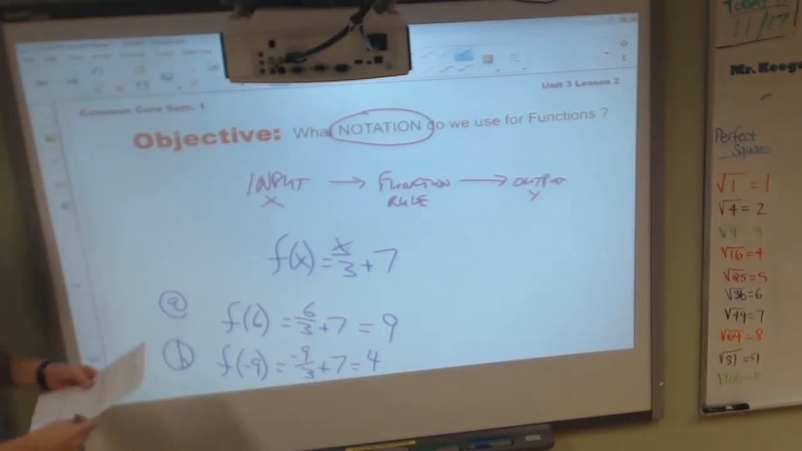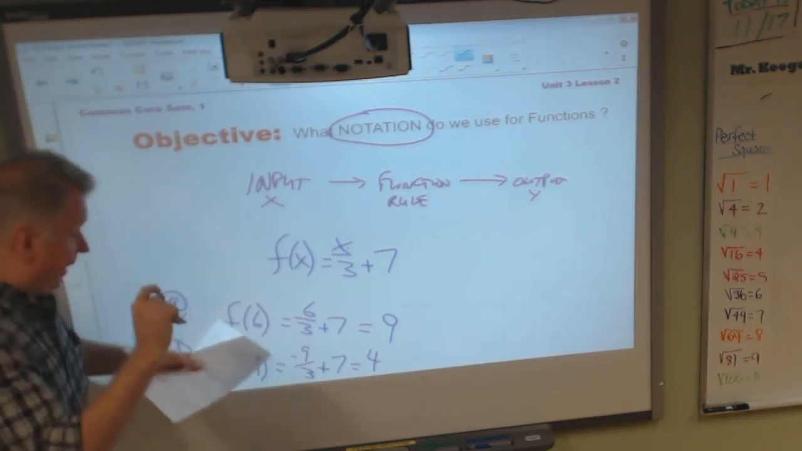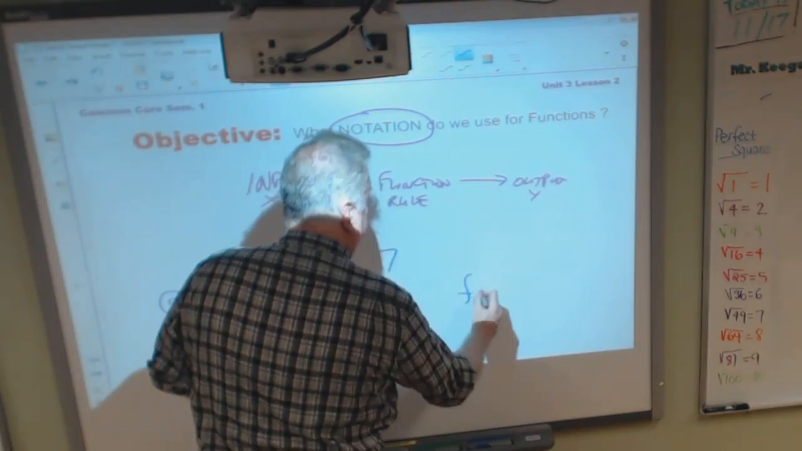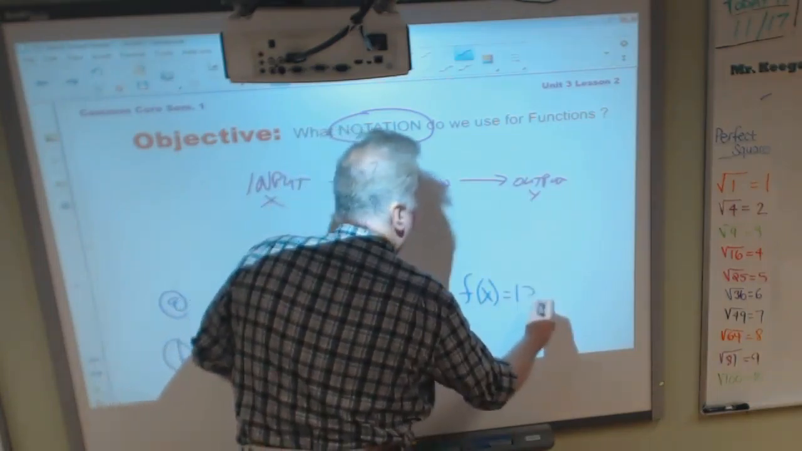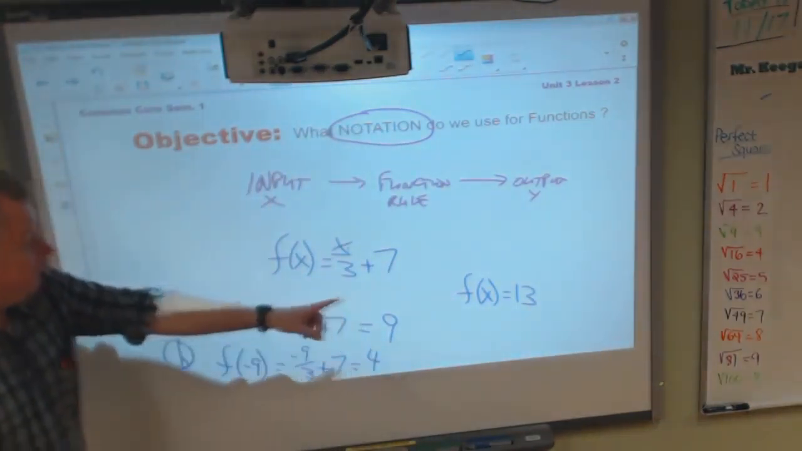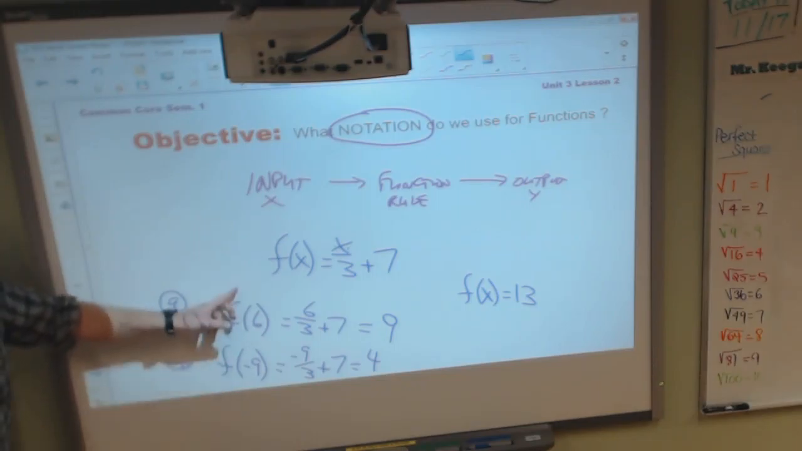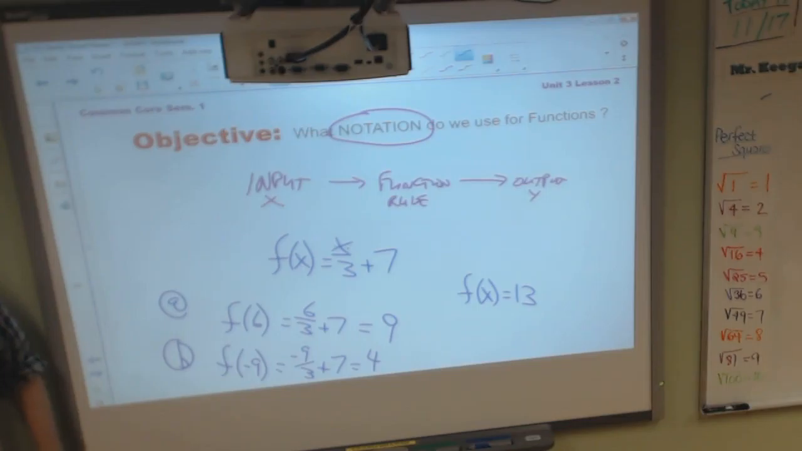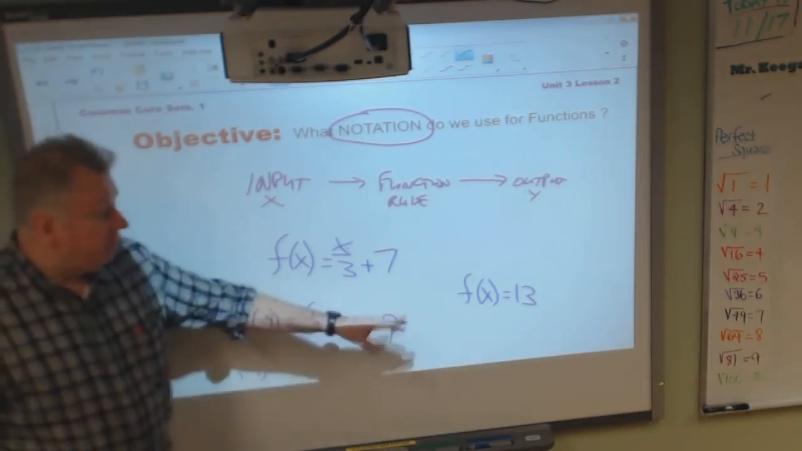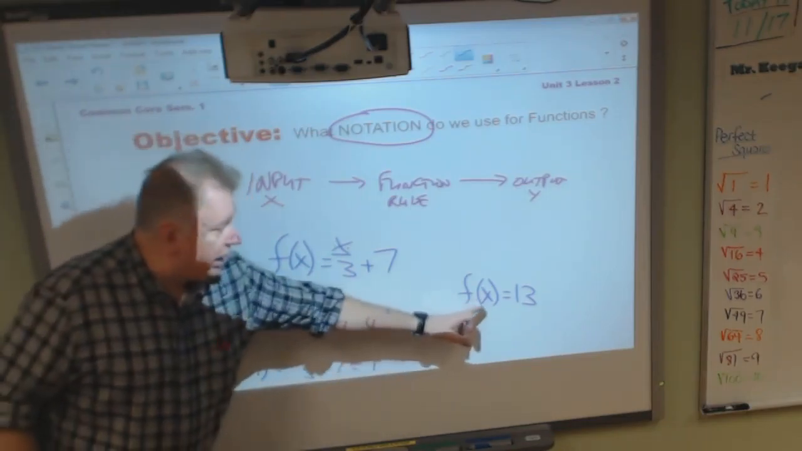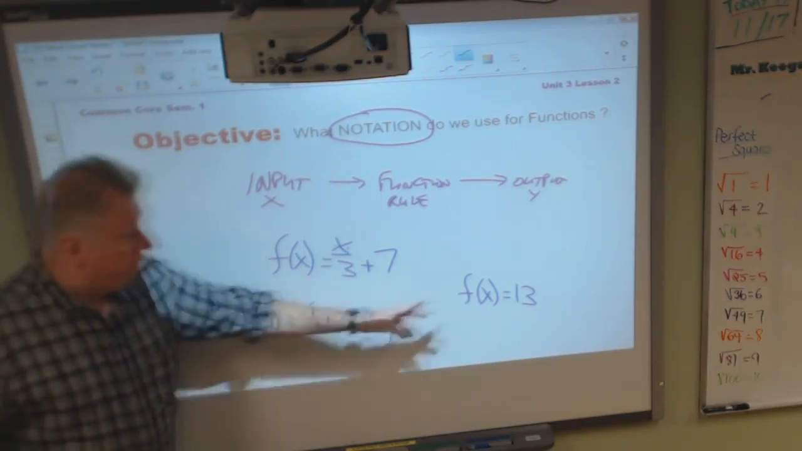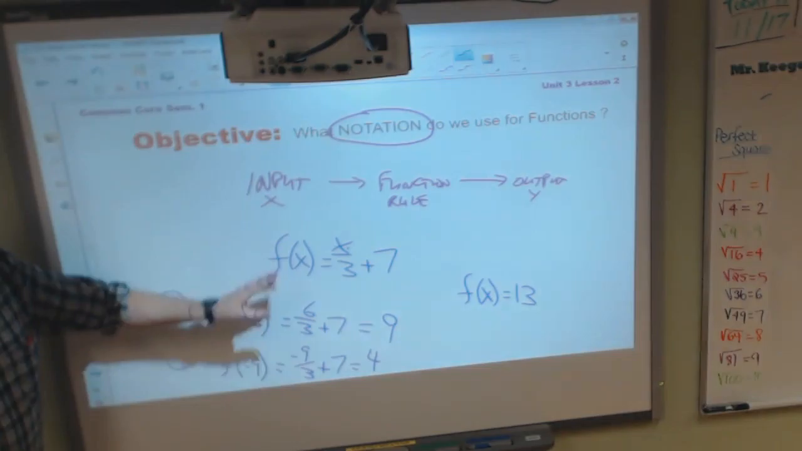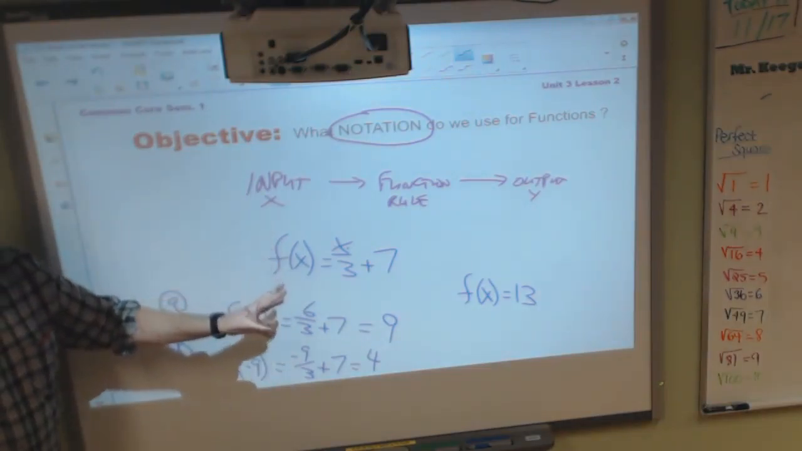Now here's where it gets just a tiny bit different. They're saying find the input for which f of x is equal to 13. You see how this is different from what they've been doing? Before they were giving you the x and you just plug it in. Here they're saying, what would the x have to be if the output is 13? So somebody tell me what equation I could write to solve it.